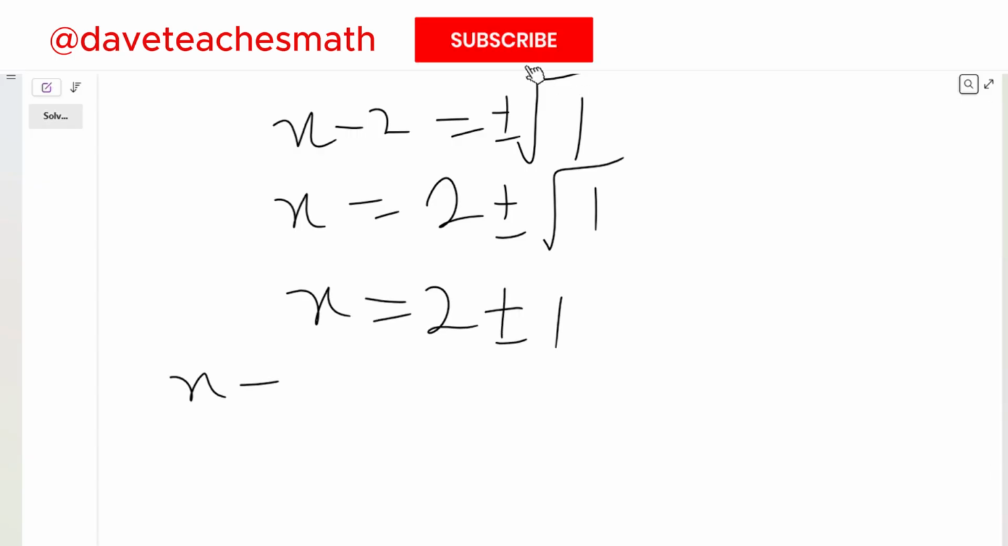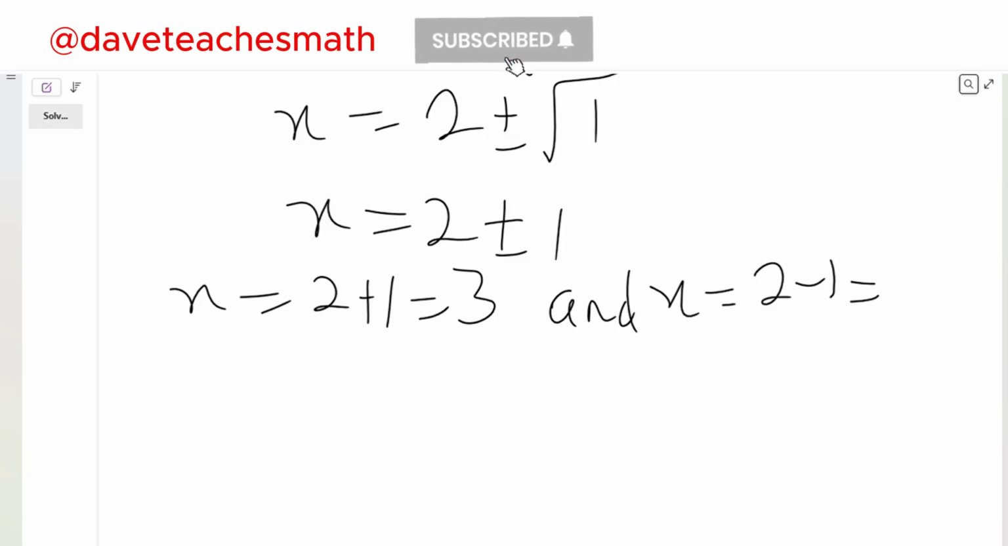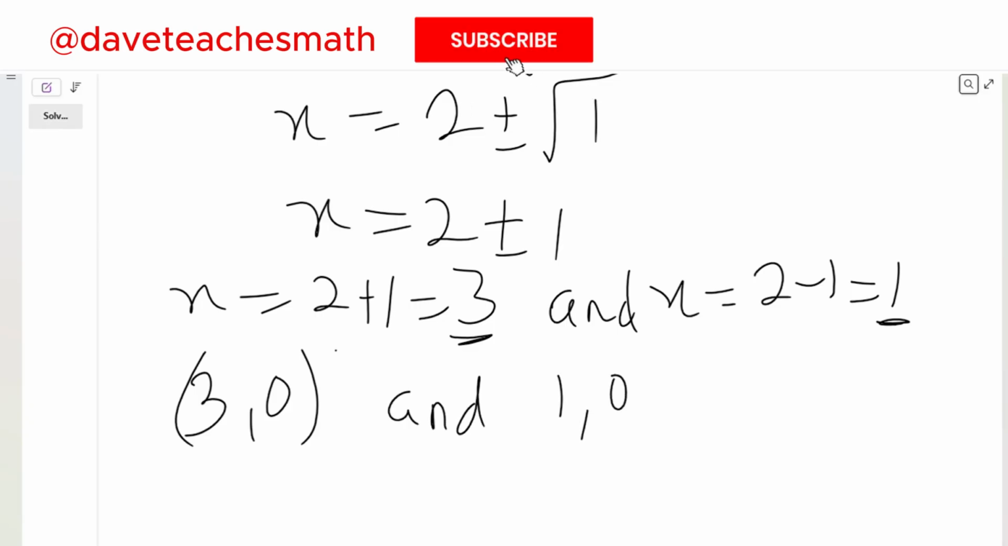So that means x is equal to 2 plus 1, which is equal to 3, and x is equal to 2 minus 1, which is equal to 1. Okay, so the possible x values are 3 and 1, right? The coordinates at those points, we are going to have 3, 0 and 1, 0. So these are the coordinates of the roots.